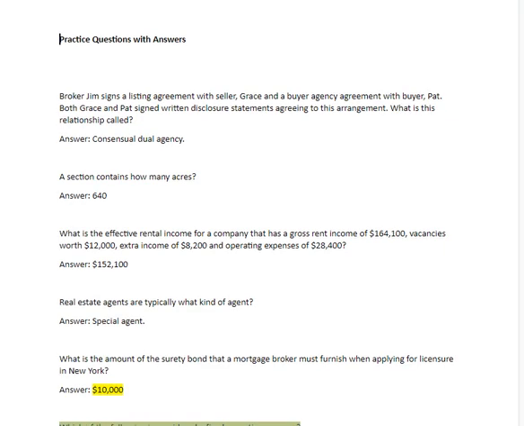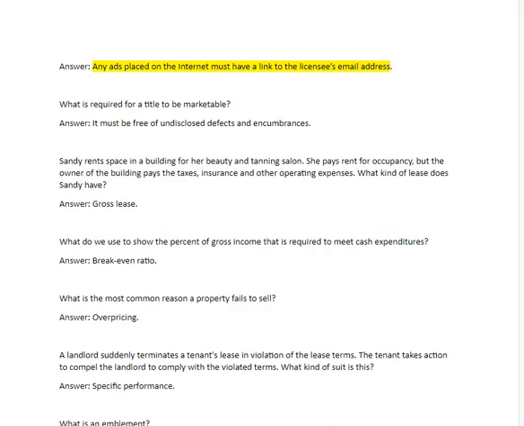Which of the following is considered a fixed operating expense? Answer: insurance premiums. Mary's property has been assessed at a higher percentage of value than all of the other properties on the same assessment roll. What is this an example of? Answer: unequal assessment. Which statement is false about internet advertising? Answer: any ads placed on the internet must have a link to the licensee's email address.